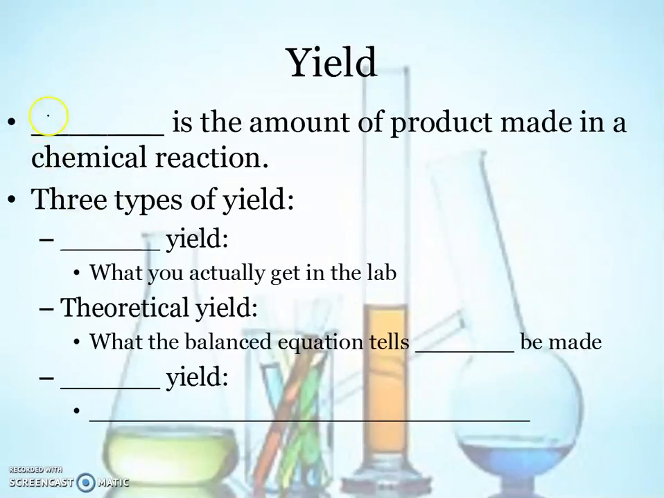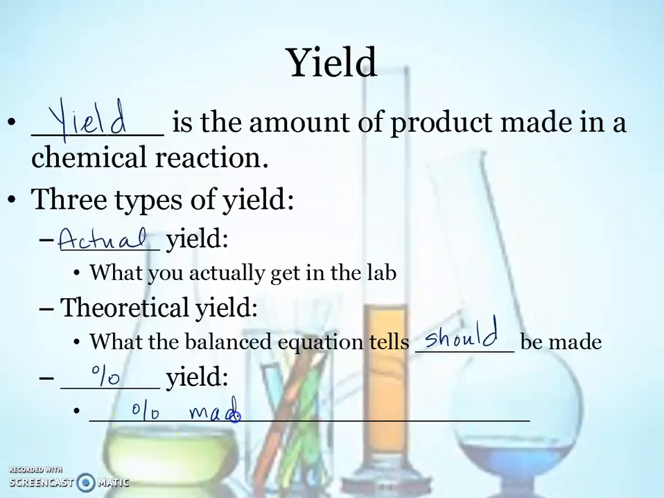Okay, yield. So what is yield? Well, yield is the amount of product that's made in a chemical reaction. Remember, the arrow stands for yield. So there's 3 types of yield. There's an actual yield, which is what you actually get, you measure, you make in the lab. Theoretical yield is what the balanced chemical equation tells you should be made in a perfect world with perfect conditions. And then we have percent yield. And percent yield is just the percent of the product that's made. It tells you the percentage of product that's made based on what you should make.